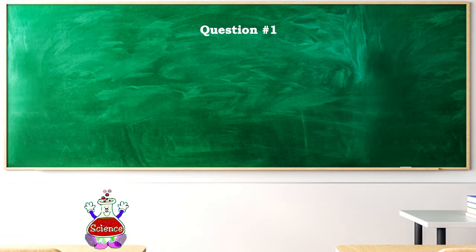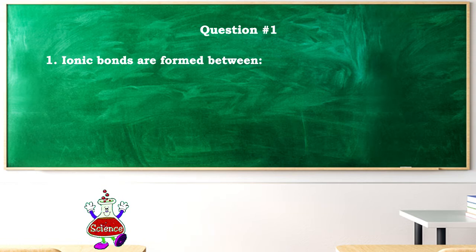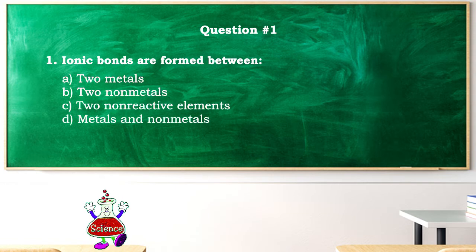Question number 1. Ionic bonds are formed between A. Two metals, B. Two nonmetals, C. Two non-reactive elements, D. Metals and nonmetals.